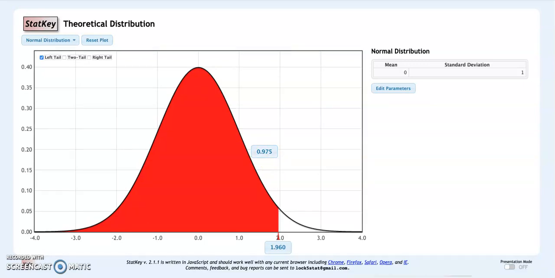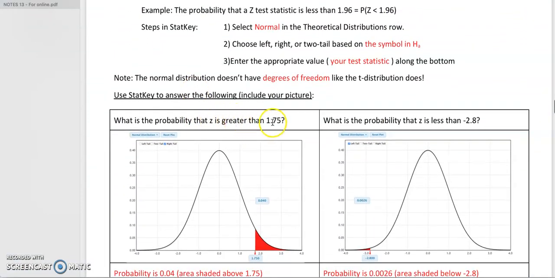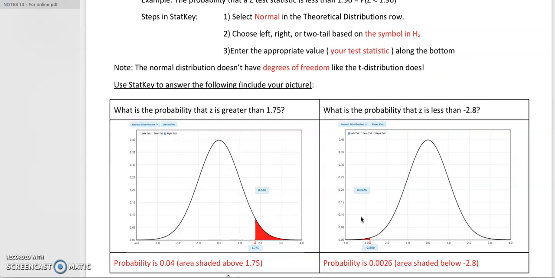And there's a couple other examples in the notes right below this. Let's say I wanted the probability that z is greater than 1.75. You can see that I chose right tail instead of left tail, and that I changed this number to 1.75, and I got 0.04 there. If I wanted the probability z is less than negative 2.8, I'll choose left tail because I said less than. I'll change this to negative 2.8, and you can see that that shaded area is 0.0026. So we'll do some more examples of this coming up, but this is basically how we would find a p-value if we had our test statistic already.